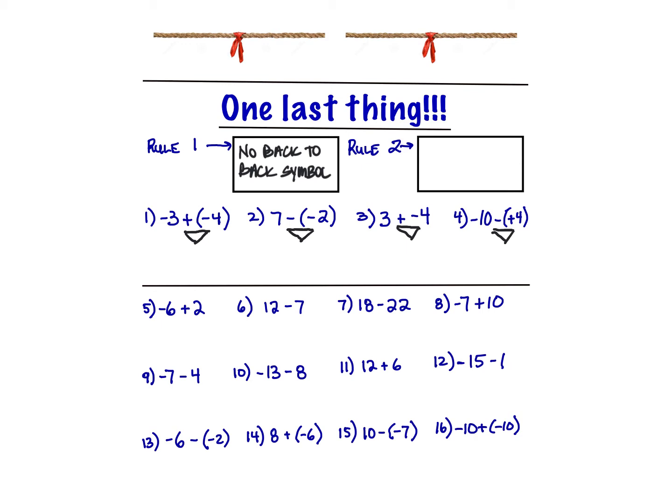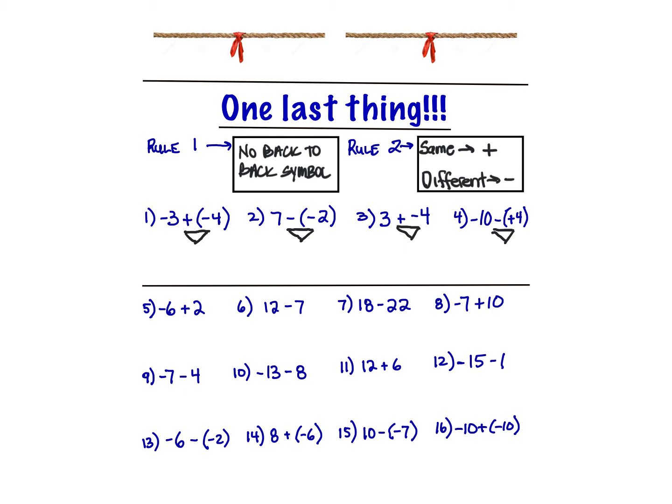Rule two: when we are taking two symbols and making them one symbol, if they're the same symbol, we turn them into a positive. So if you have a positive and a positive or a negative and a negative, doesn't matter what they are, as long as they're two of the same symbols, we're gonna make it a positive. If they're different symbols, if it's a negative and a positive or a positive and a negative, we're gonna turn them into a negative.